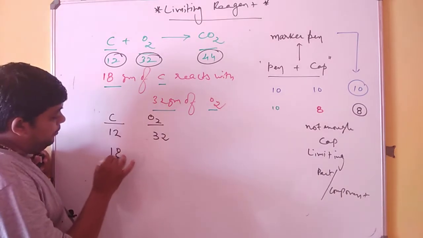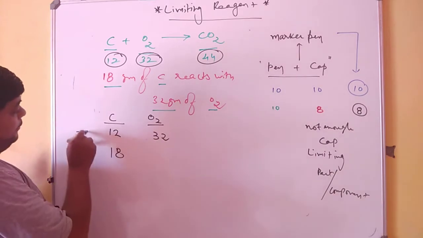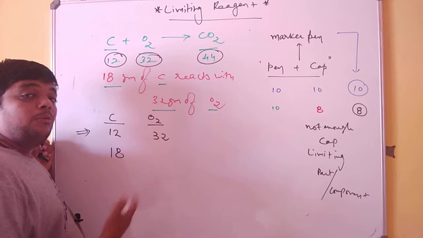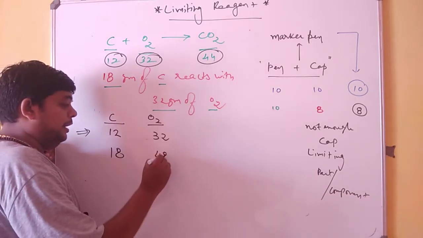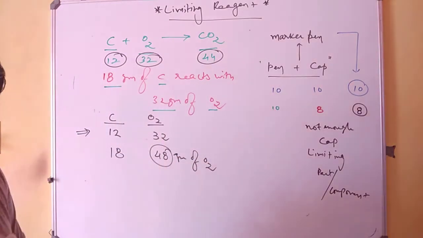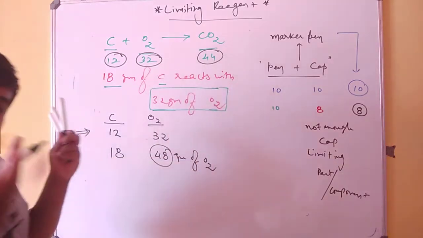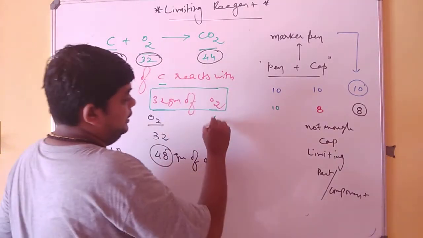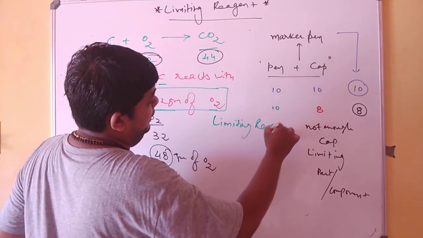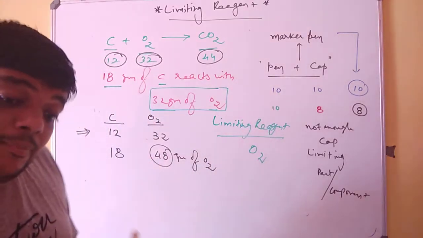So for 18 gram of carbon, how much dioxygen would you require? For 12 gram of carbon, you require 32 gram of dioxygen. So for 18 gram of carbon, the answer would come to 48 gram of dioxygen. Just have a look over here. Do you have 48 gram of dioxygen provided? No. So from here itself, you will be able to answer that, sir, my limiting reagent is dioxygen.